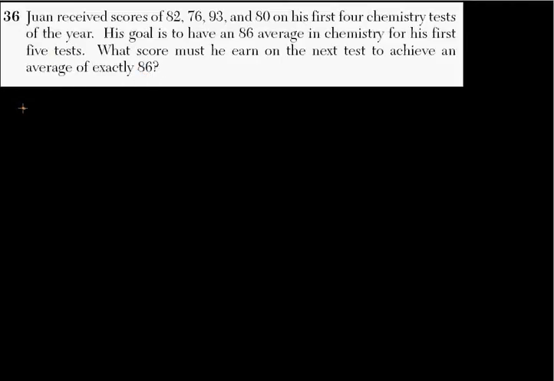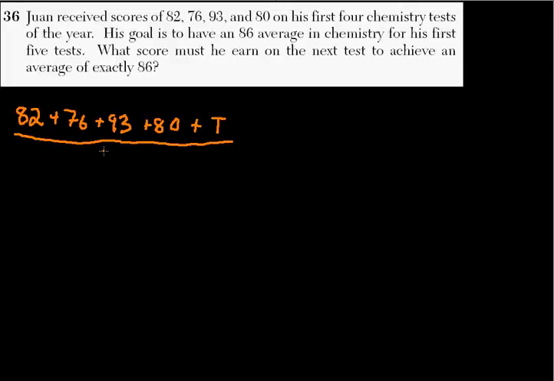Well, he's taken 4 tests, and he's going to take one more, and he wants his average to be 86. So that means he wants 82 plus 76 plus 93 plus 80 plus this last test, and we'll call it T. You could call it X, but it's a test, so we'll call it T. Doesn't matter. And he wants the average of that. This is over 5 because there's 1, 2, 3, 4, 5 tests. He wants the average of that to be 86. So we have to solve this equation, basically.